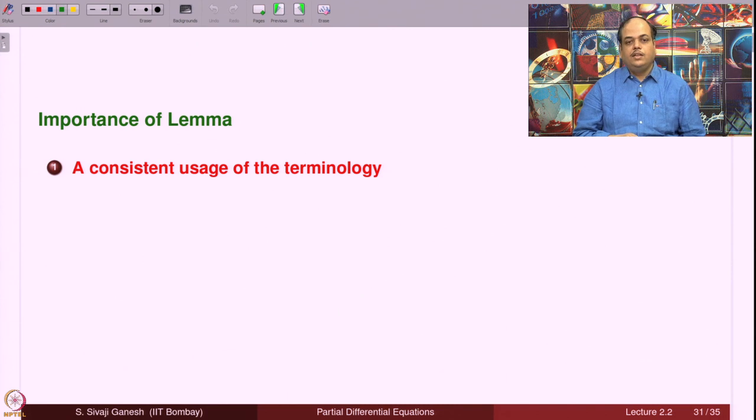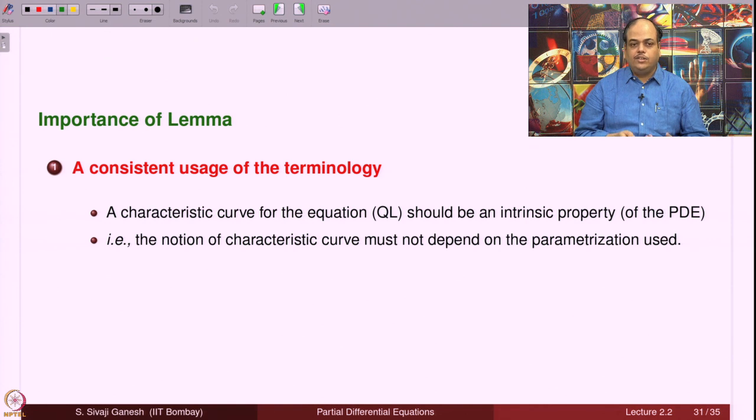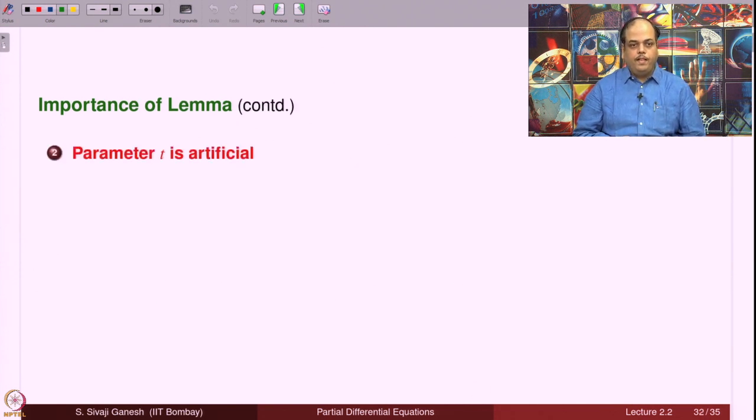The importance of this lemma is that it gives us a consistent usage of the terminology. A characteristic curve for a quasilinear PDE should be an intrinsic property of the PDE. It should not depend on the parameterization used. Remember, the definition was using a parameterization. This is confirmed by this lemma, and the parameter t is artificial.